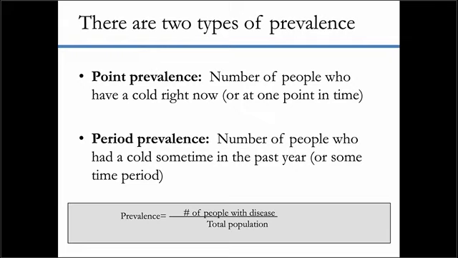Overall, our prevalence calculation is just, as you see here in the formula, the number of people with the disease that you're interested in studying over the total population that you're doing that calculation for.